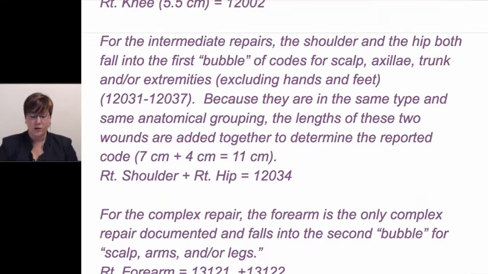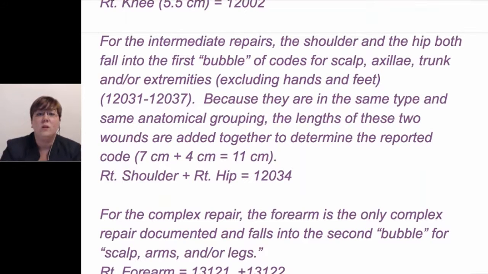So think about it this way. You know where all of them were. You've got to look at what was the level of closure, simple, intermediate, or complex. So look at all your simples together, look at all your intermediates together, look at all your complex together. And within each of those, do they all go to the same anatomical grouping for the codes? If so, they get added together. If not, they get coded separately.